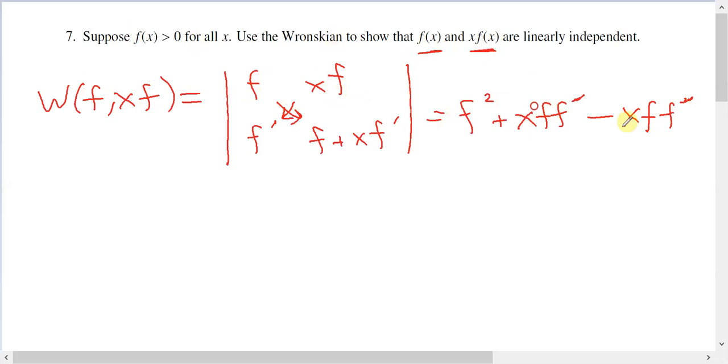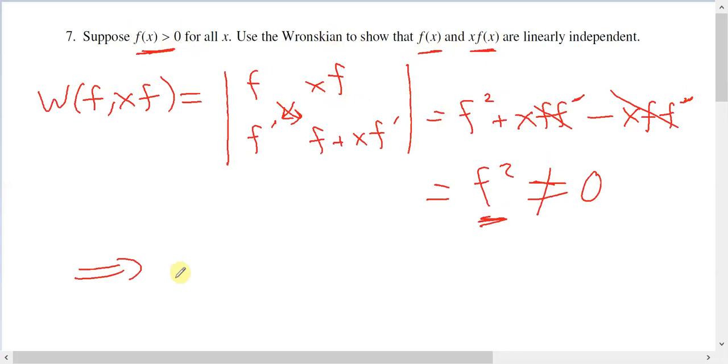And what happens there is those terms cancel out, so my Wronskian is f squared, and we need it to be not 0, which in this case we know it's going to be greater than 0, simply because this one is never 0. We know that this one will never be 0, and that's enough. If the Wronskian is non-zero, that implies that these functions are linearly independent.